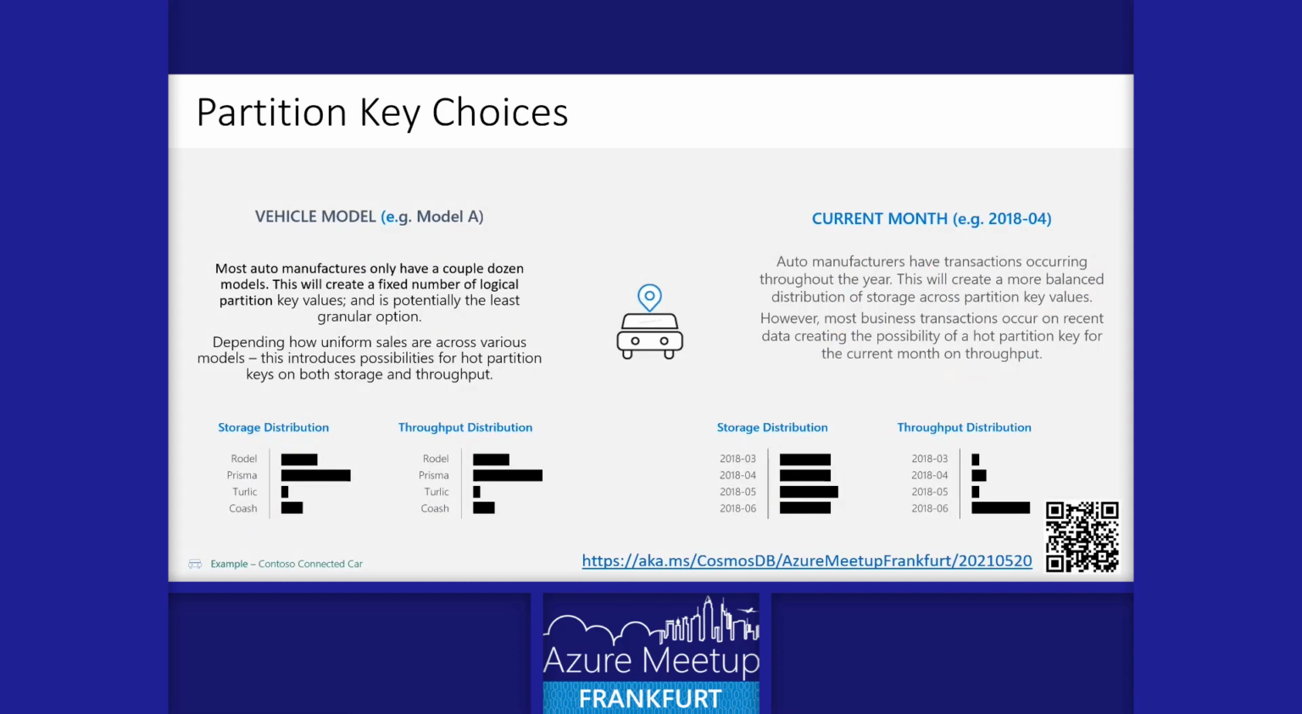One thing to make the trade-offs is to look at the storage and throughput distribution if you use this as a partition key. What we see with a vehicle model is that there are certain vehicle models, and the same is true, for example, in multi-tenancy.